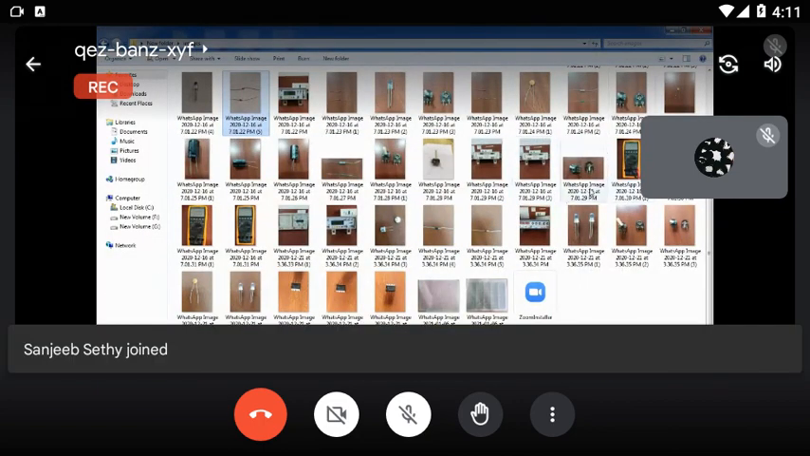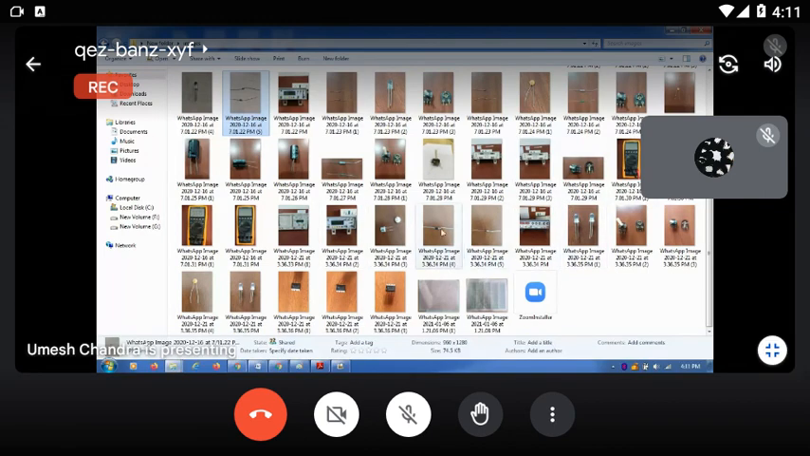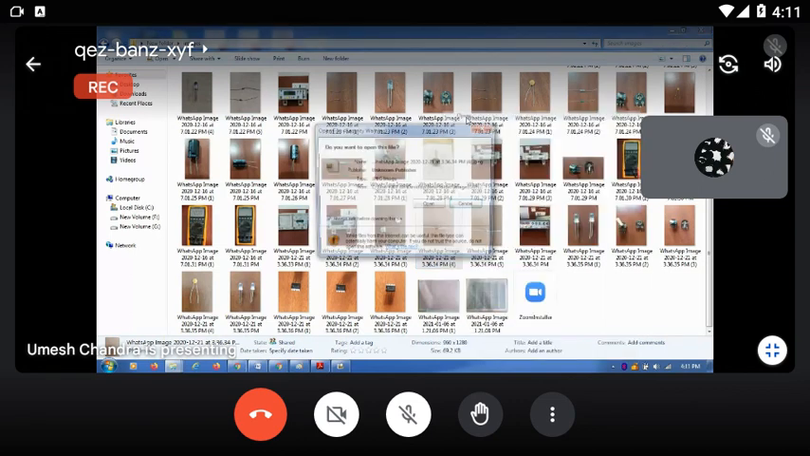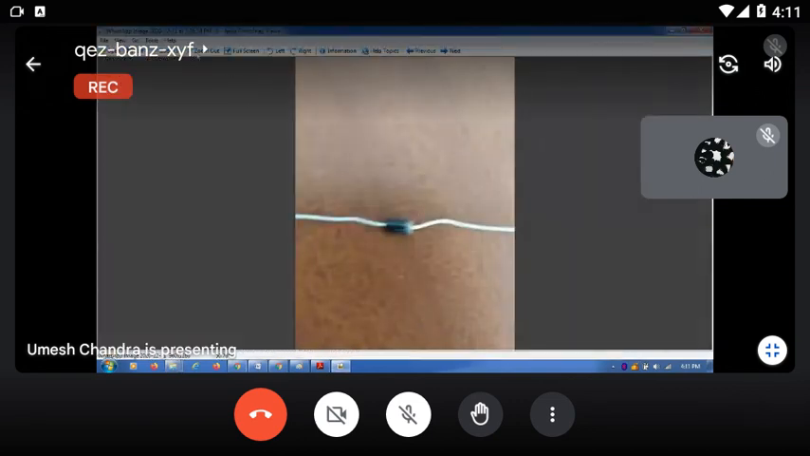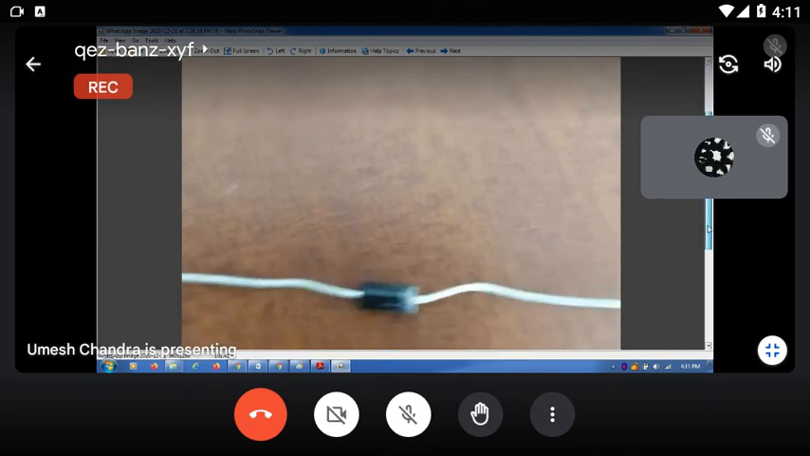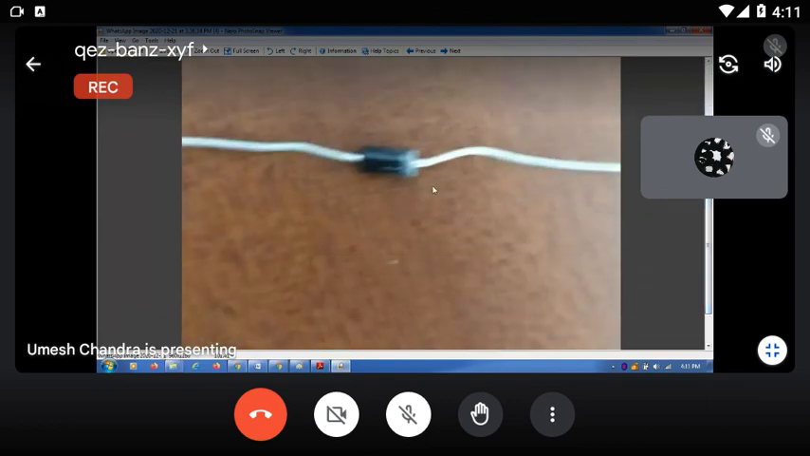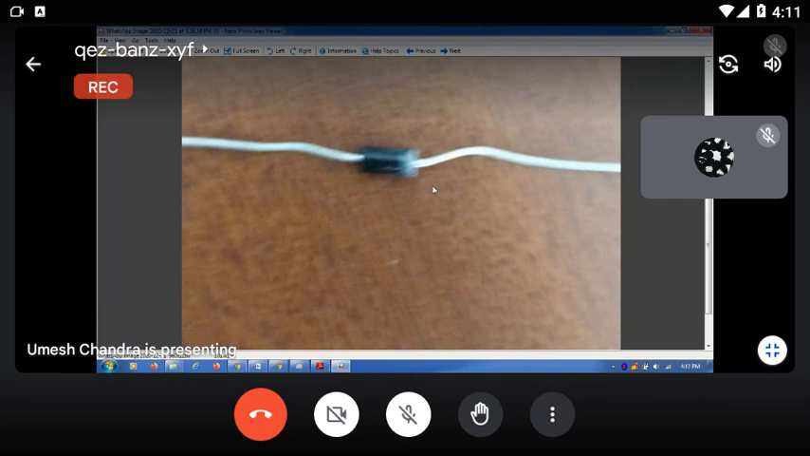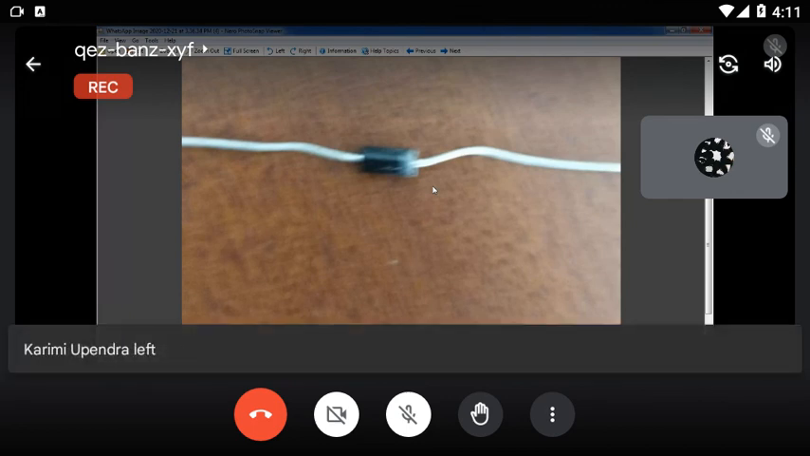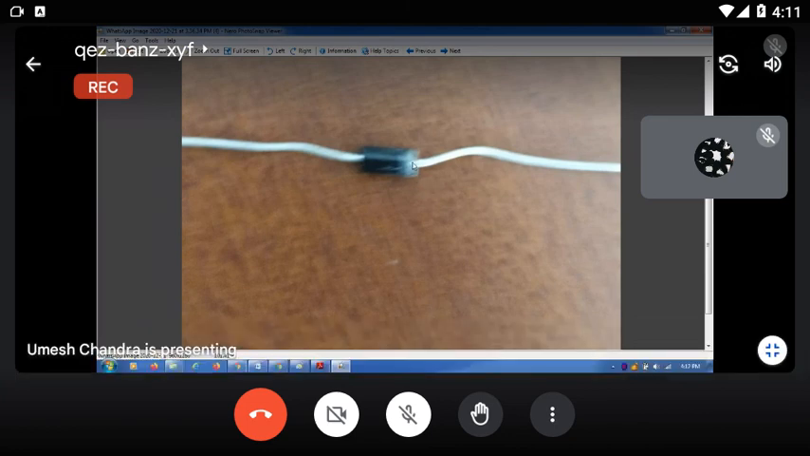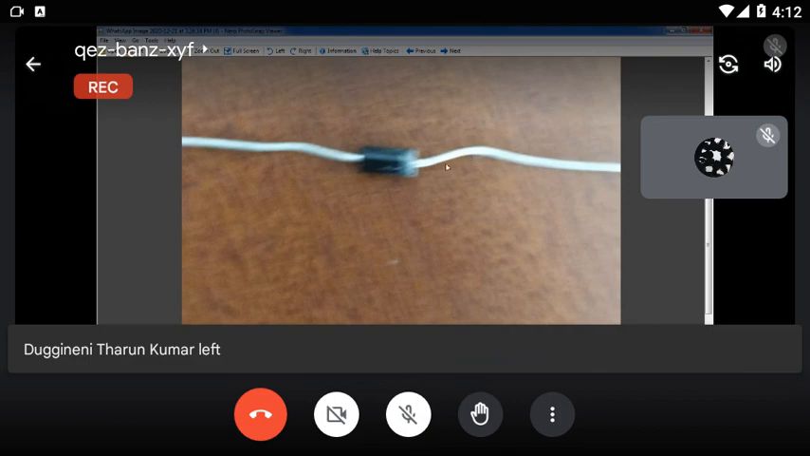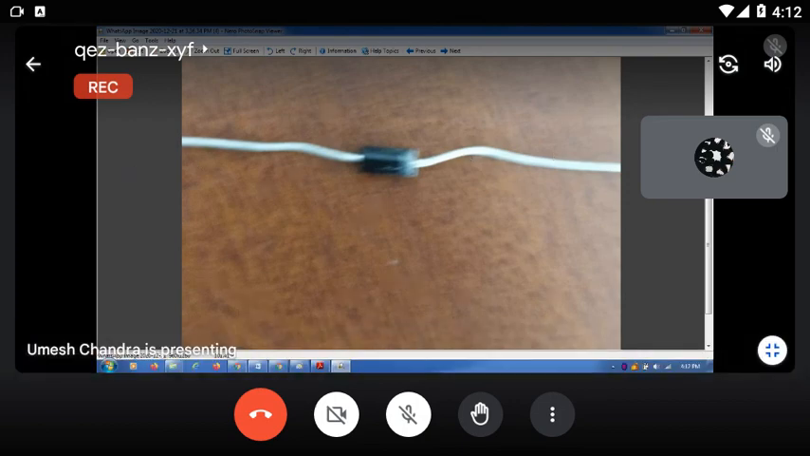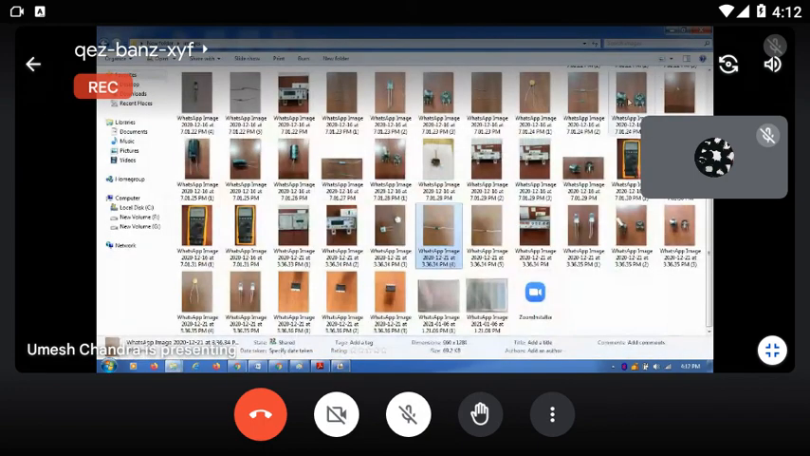Then PN junction diode. Here, this is the PN junction diode. Again, PN junction diodes are of two types. One is germanium, another is silicon. If the value is 0.3, that is germanium, or 0.7, that is silicon. The white circle or the silver side indicates the cathode or negative of the diode, then the other side is anode.